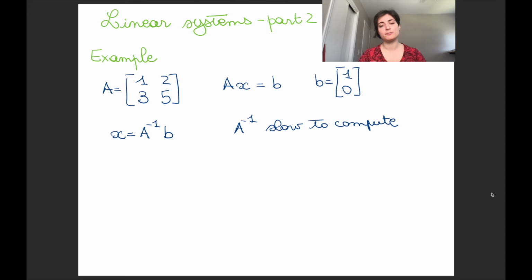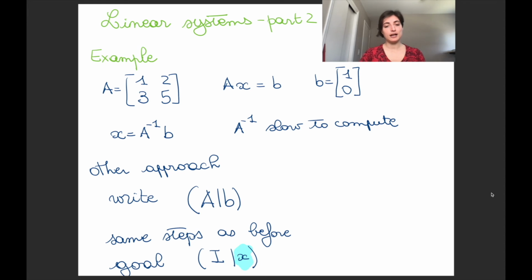So there are some ways to make it slightly faster. Instead of solving A bar I, with I being the inverse, we write A bar B. So instead of having the square inverse on the side, we only have the B vector. And with the same restrictions as before, we have the goal of transforming A into I. And once we do that, on the right side of the bar, instead of having B, we'll have X.